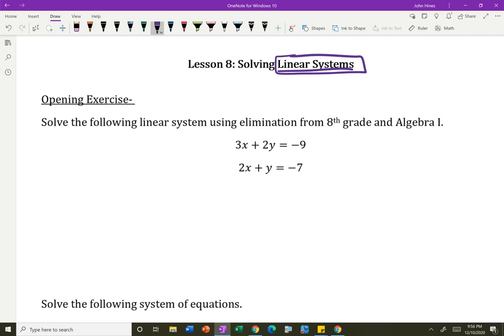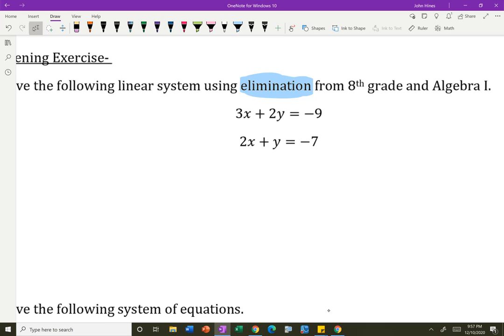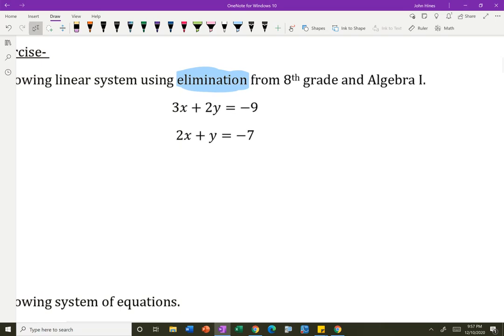So in this opening exercise here, I want you to solve the following linear system using elimination. So back in 8th grade and in Algebra 1, we learned how to solve this linear system here. I have two equations with two variables. We learned how to solve this linear system with elimination. We're looking for where do these two lines intersect each other. Now, the whole idea of elimination is if I have 10x in one equation, I want negative 10x in the other equation, so when I add them together, I end up with 0. That's the whole game plan here.